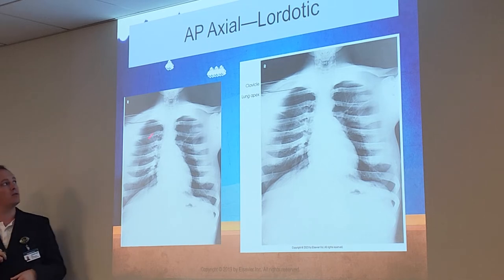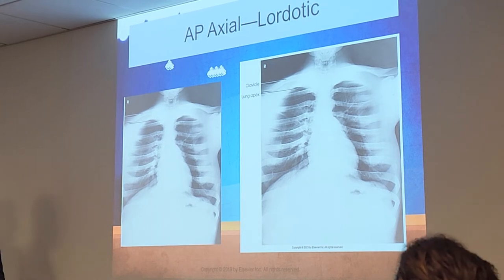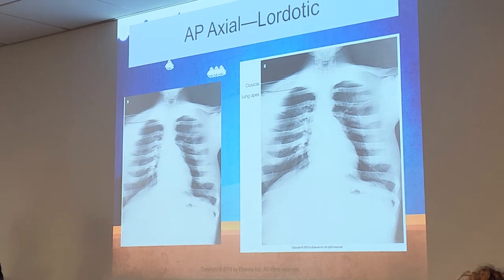Also, the clavicles, like we talked about, see how they're above the apices? That's our clear indication. Put a star on that picture. You're going to need to identify that on your test. When those clavicles are above those apices, that's a clear indication that that radiograph is a lordotic chest.